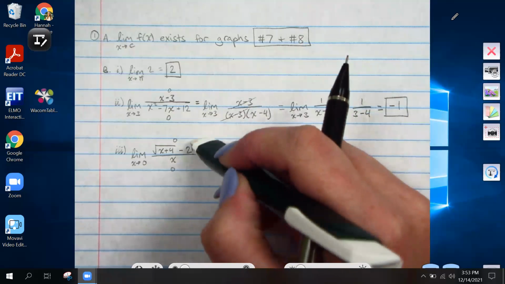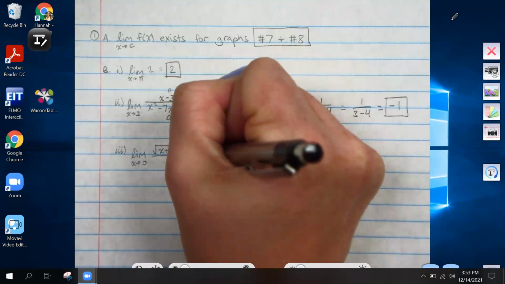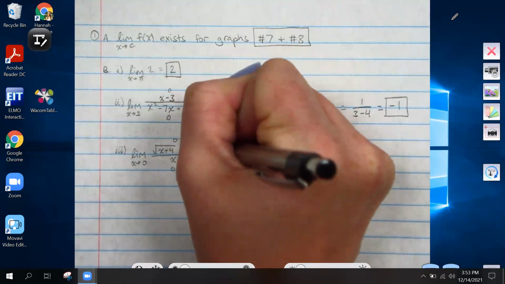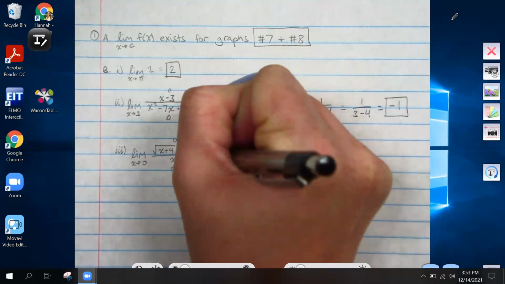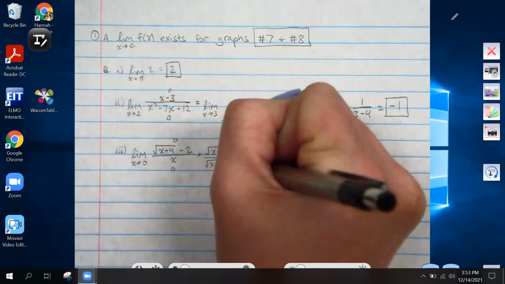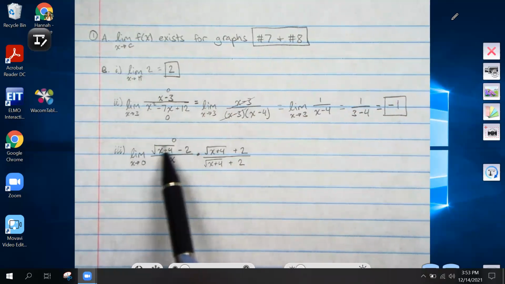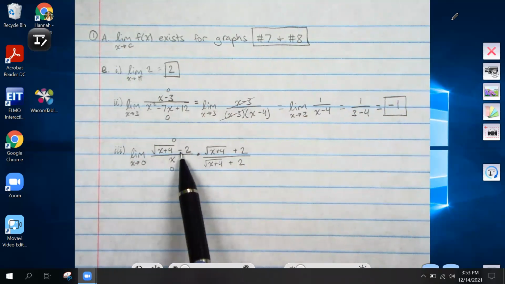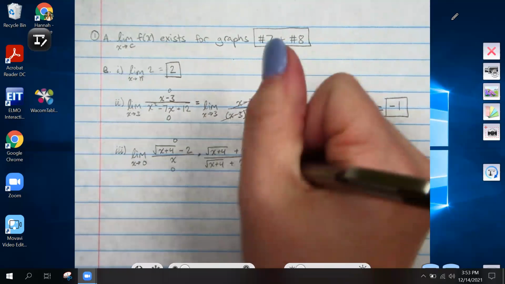In order to change the way that this function looks, we need to rationalize the numerator. So we're going to multiply by the square root of x plus 4 plus 2. And if we do that in the numerator, we also have to do that in the denominator. So all that happens is the square root of x plus 4 and the 2 stay the same, but the minus sign changes to a plus sign. That's how you rationalize.